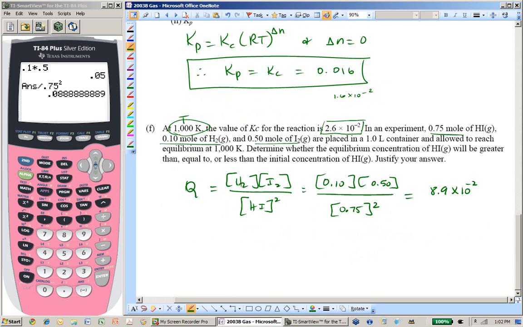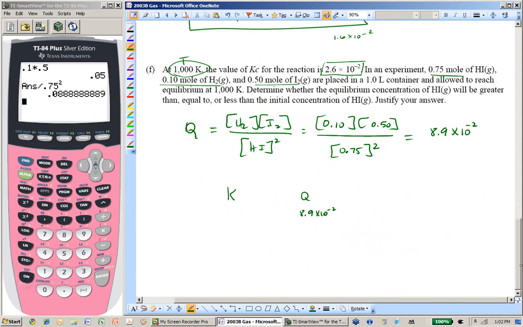And we've been practicing this technique. I love it. Thanks again to the teacher in Virginia who taught me to do this this summer. I like putting them in alphabetical order, K versus Q. And now think about the numbers. Q we just figured out was 8.9 times 10 to the minus 2. You don't have to write it this way. I'm just doing it for visual effect for you.